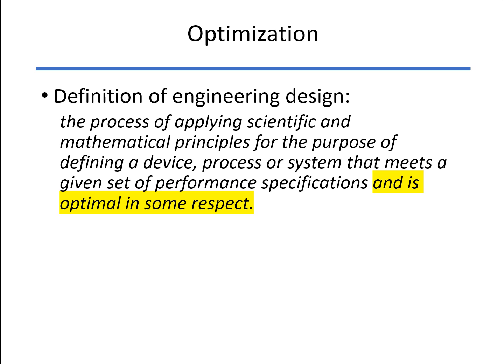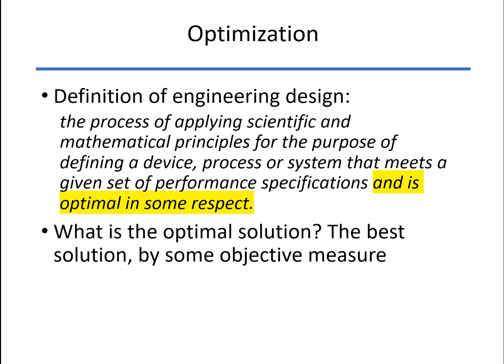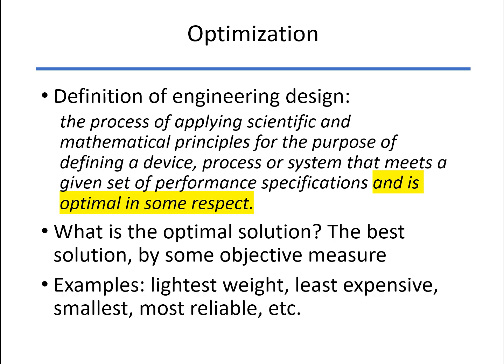In other words, you're trying to come up with the best design. So what makes it the best? What makes it optimal? Well, you have some objective measure that makes it such. For example, if it's a part that's got to fly on an airplane, it might be that it's the lightest weight. If there are things you're going to sell a million of, maybe you have to make it the least expensive. And you can see all those other examples there as well. But in some way, we want to define what makes this the best design.